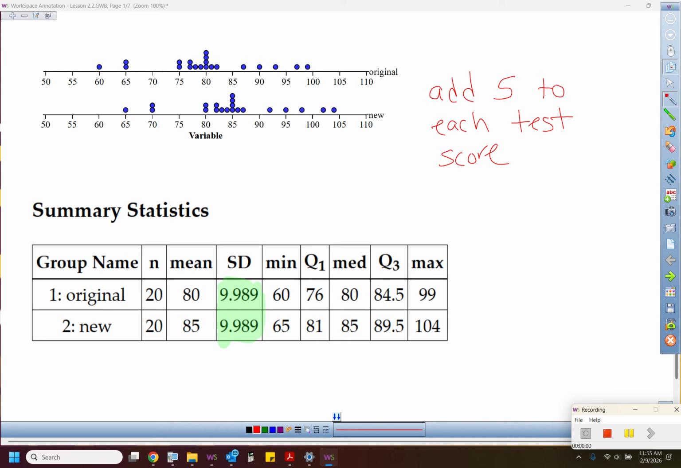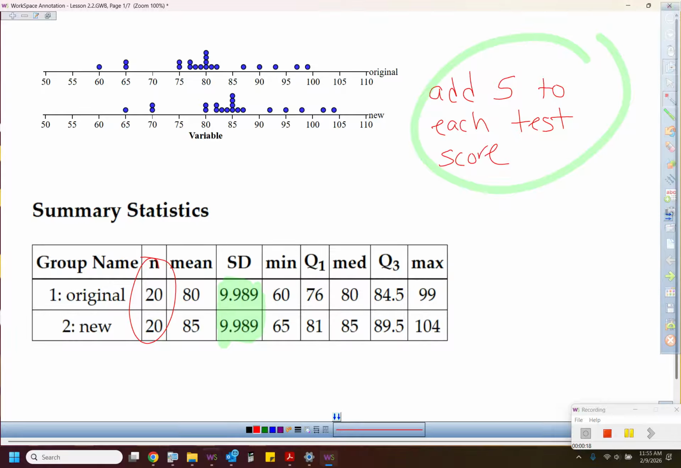We're in 2-2 today, but this is the activity that we did in class where the teacher added some points to the test score. He added 5 points, and if you look at the summary statistics, there's only one thing that stayed the same, besides, of course, the number of people that took the test. It was 20. That's what N stands for, how many people took the test. It was 20 both times, right?